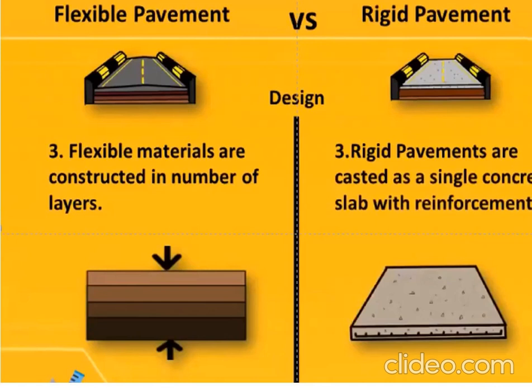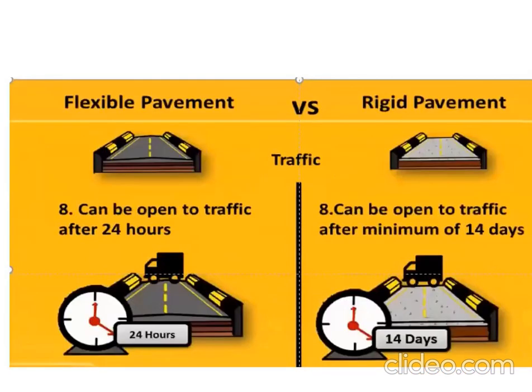Then we go to the traffic. This is where the time offsets come in. For the flexible pavement, once I finish the wearing surface, I have to wait 20 hours before I can open the road for traffic. But why? Sometimes we take this for granted.